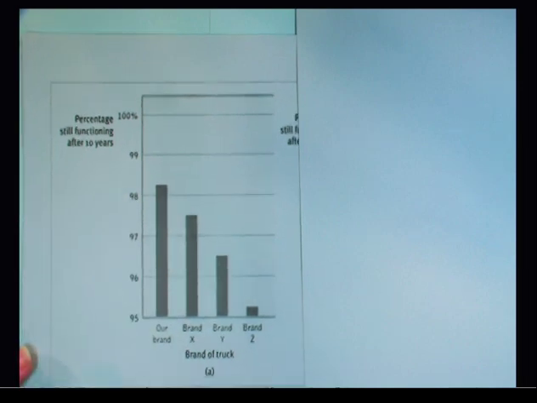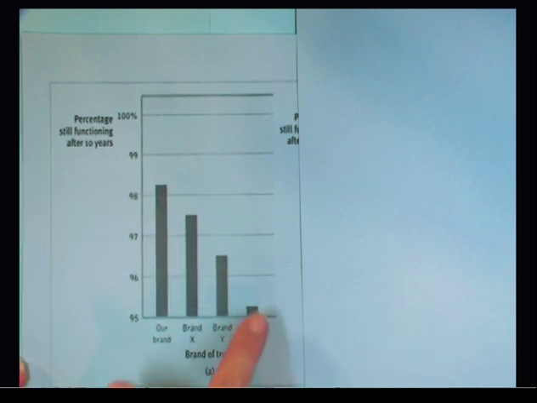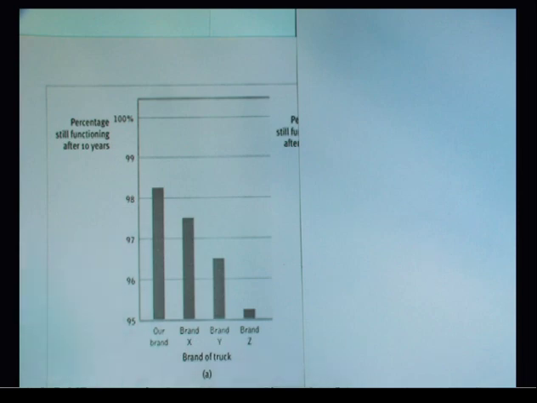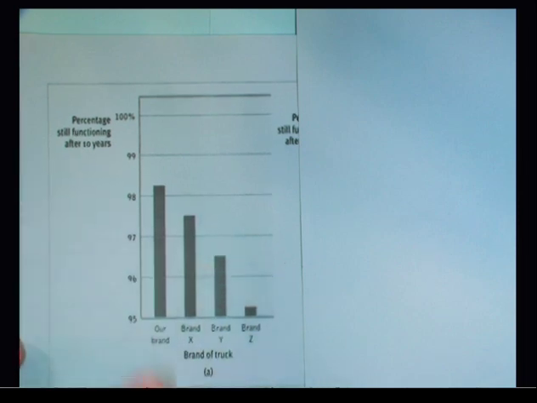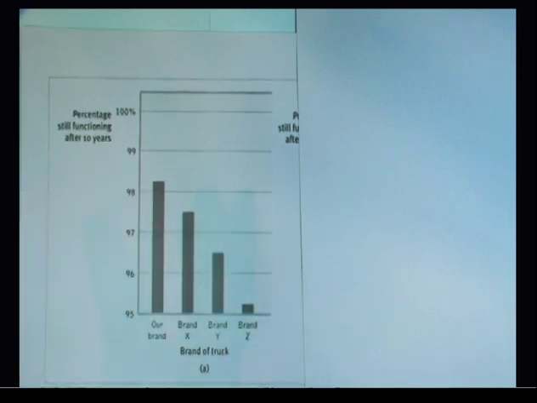Now, note, where does this graph start? It starts at 95%. So if you were actually looking at the numbers, every single one of these brands has over 95% surviving. So is it worth the $5,000 to have 95% chance your truck will survive after 10 years versus 98%? Not that big of a difference if you're actually looking at the numbers, but it looks like a big difference if you just look at the bars in the picture. So here's another graph.